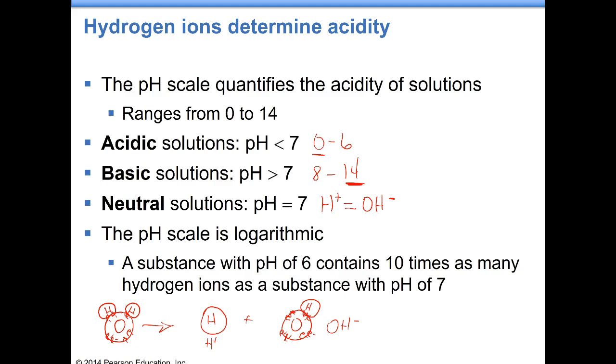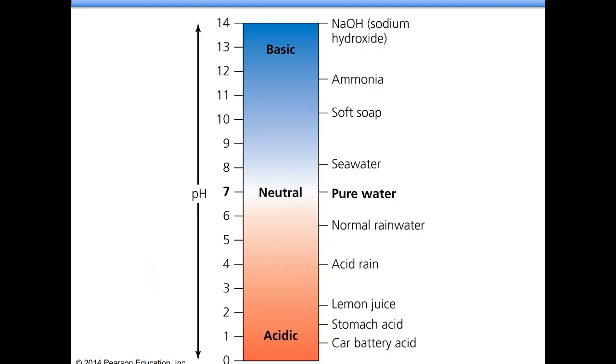You might recall from chemistry that the pH scale is logarithmic. So if a substance contains a pH of 6, it contains 10 times as many hydrogen ions as a substance that had a pH of 7. So if it has a pH of 5, it contains 10 times more than it did when it had a pH of 6. Okay, so it increases as it goes down by 10 times, or decreases as it goes up.